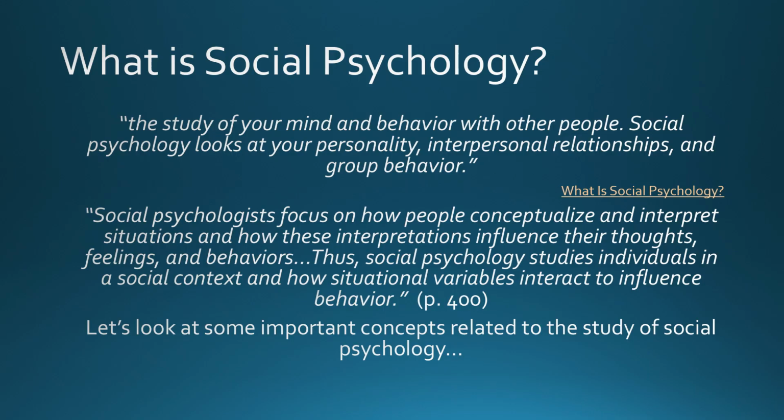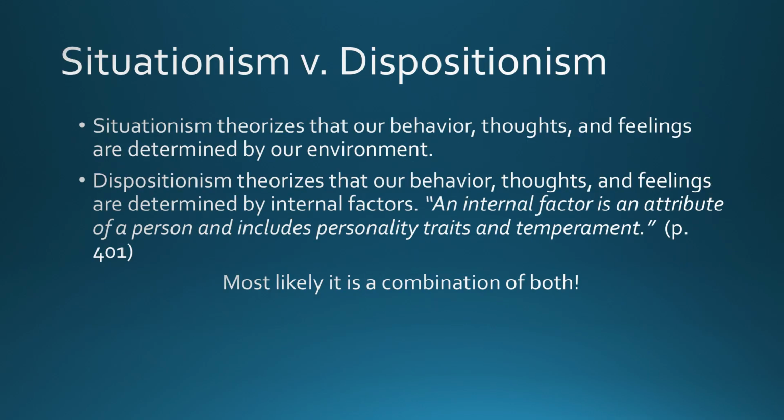Let's look at some important concepts that will help us further define the study of social psychology. The first of those concepts is situationism versus dispositionism. Situationism theorizes that our behavior, thoughts, and feelings are determined by our environment. In other words, they are determined by the situation we're in, our environment. Dispositionism theorizes that our behavior, thoughts, and feelings are determined by internal factors. An internal factor is an attribute of a person and includes personality traits and temperament.